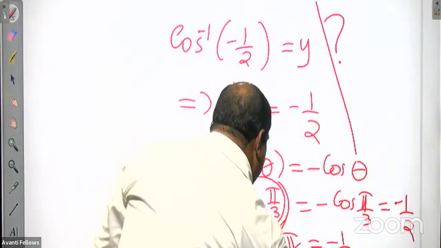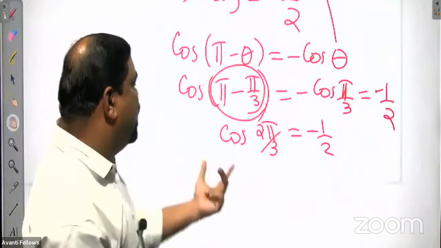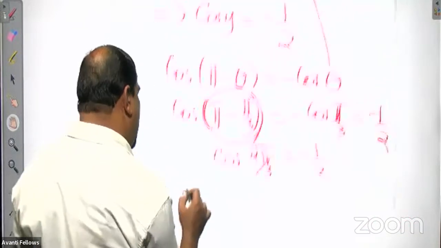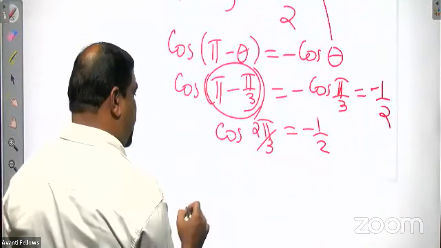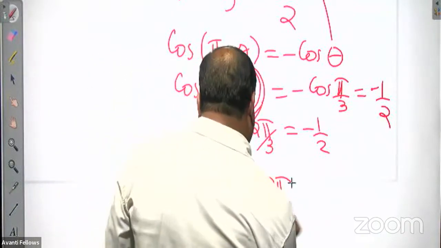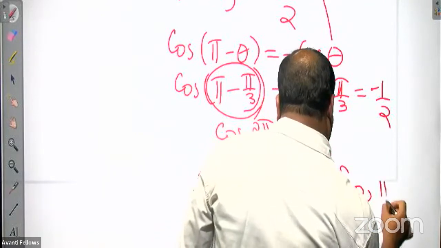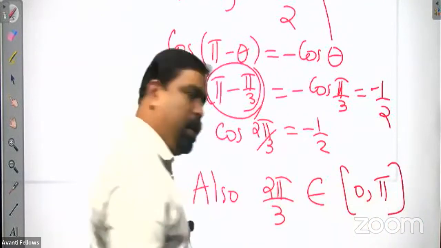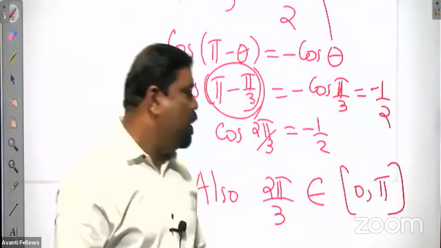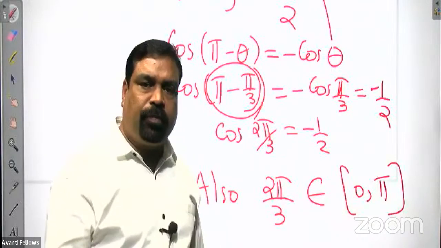Directly also you may be knowing. Anyway, this is the way. So cos 2 pi by 3 is minus 1 by 2. And very clearly 2 pi by 3 also belongs to the principal value branch. Okay, that also we have to ensure. 2 pi by 3 belongs to the principal value branch of cos inverse x. Clear? So we have to find a value that lies in that particular interval.